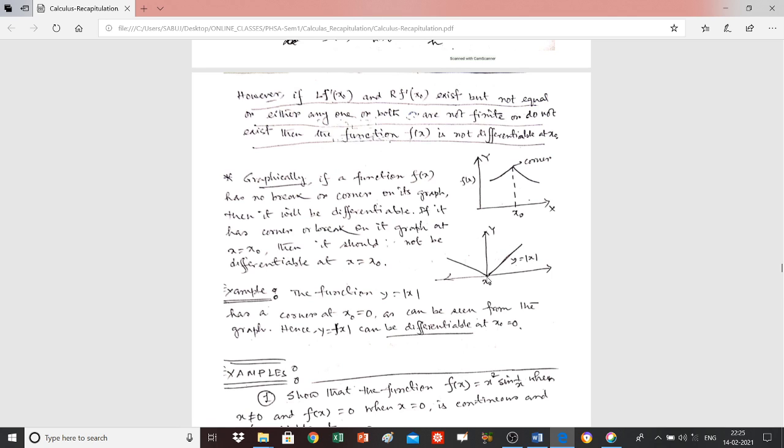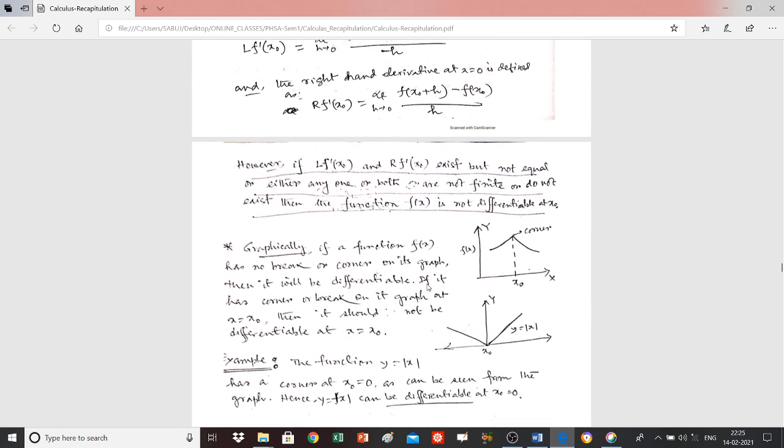Okay, and in this case, at the point x equal to x0, that is, it is nothing but the origin, it has a corner or break here. In this case also, y is equal to f(x) is not differentiable at x0 equal to 0. So these are the examples.